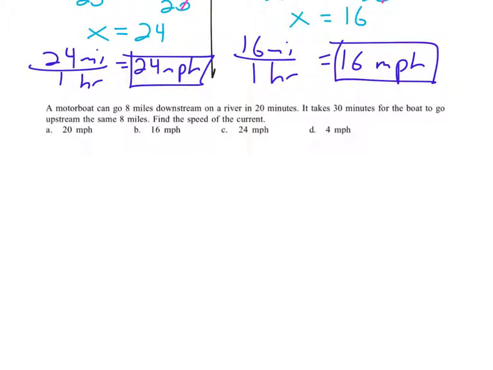So this is going to be a system of equations. We've now found that going down the river, again, to reiterate, we went 8 miles in 20 minutes downriver. That's 24 miles an hour. And we went 8 miles in 30 minutes coming back up the river. That's 16 miles per hour. So we want to write a system of equations. And what we're going to write is we need to make a variable: let x equal the speed of the boat.